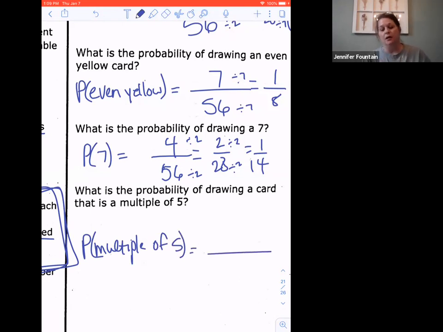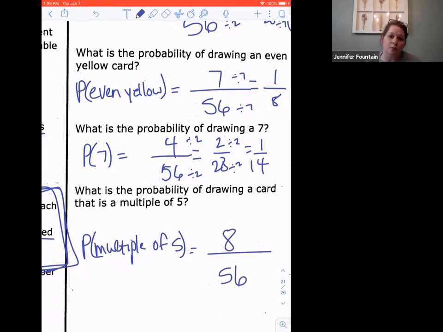All right, so think about the numbers 1 through 14. How many multiples of 5 am I going to have in 1 through 14? You have the number 5 and the number 10, and that's going to be it. So if I have a 5 and 10 for red, that's 2, 5 and 10 for yellow, 5 and 10 for green, 5 and 10 for black. I have 8 possibilities of drawing a multiple of 5. So I have 8 out of 56 total.